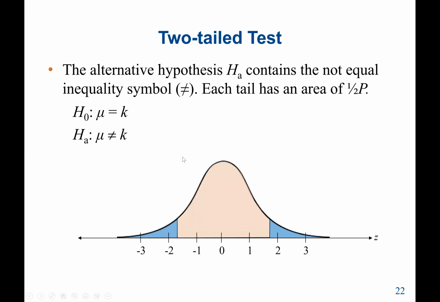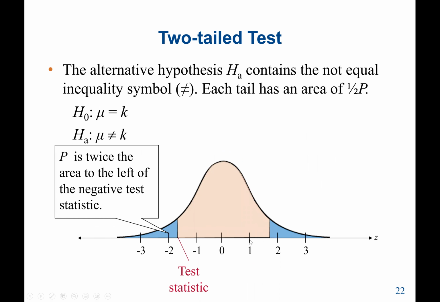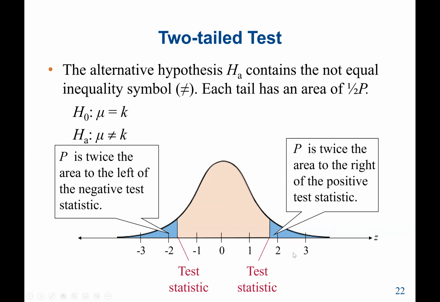Then we have the two-tailed test, which means H0 is mu equal to k, and HA is mu not equal to k. So it goes to both sides, left and right. So p is always twice the area to the left of the negative test statistic. And also here, p is twice the area to the right of the positive test statistic.